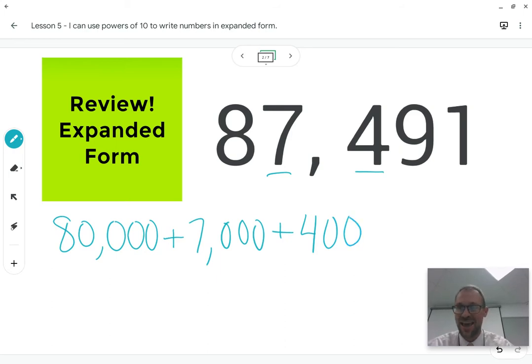And to that, we add a 9 in the tens place. That's 9 groups of 10. So that's 90. And then to add that, we finally add 1 group of 1. So this is the number 87,491 written in expanded form. Did you know there are other ways to write numbers in expanded form? That's what we're going to learn today. Okay, so let's get into the new learning now.